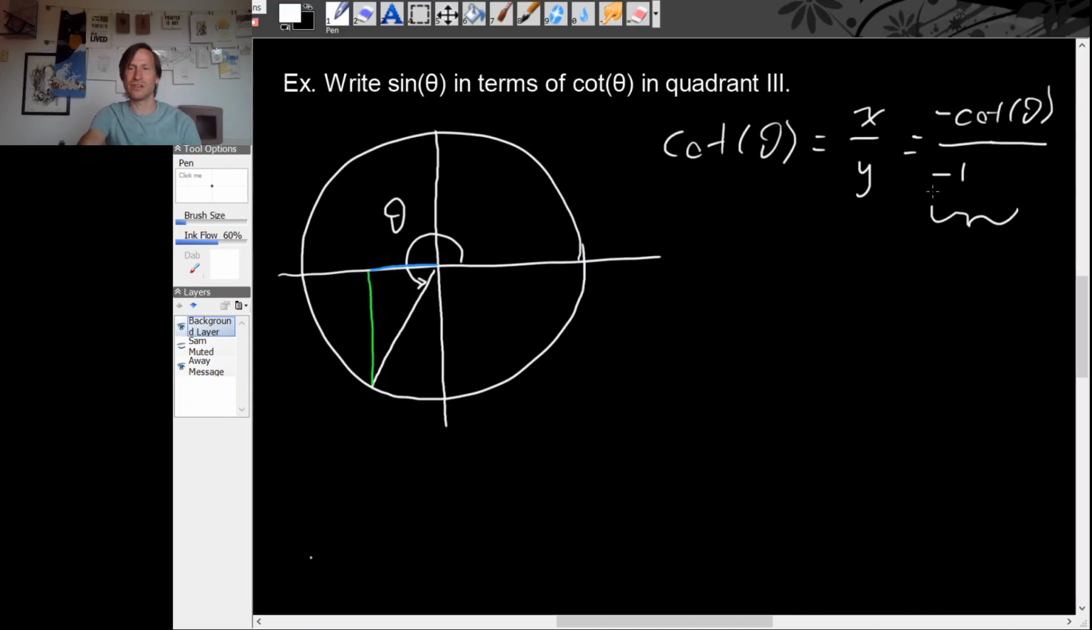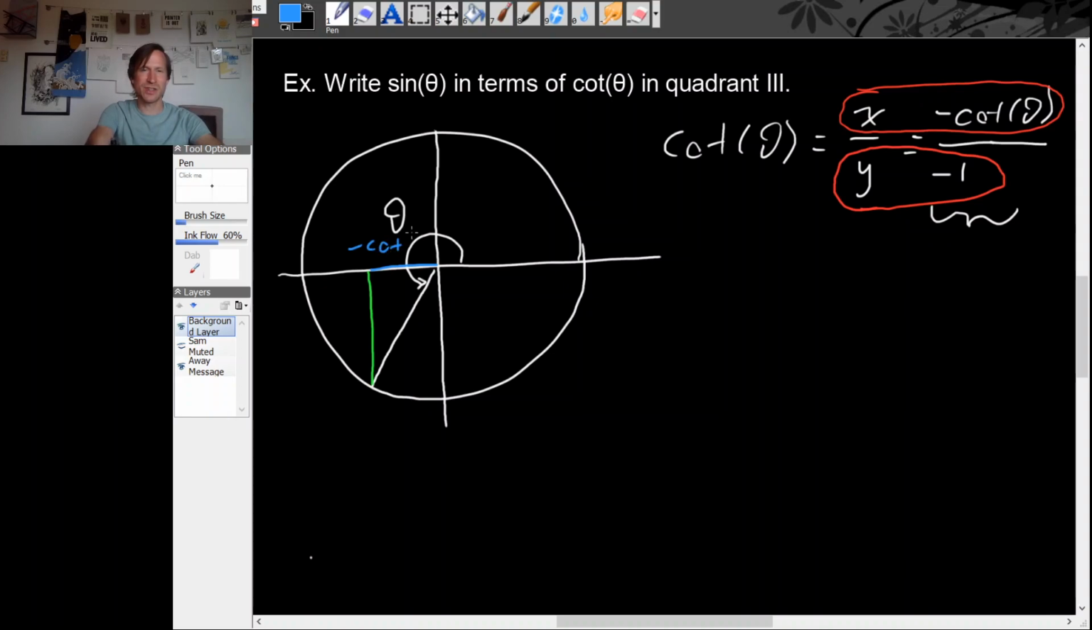Okay, so this expression that we've written down on the right, minus cotangent theta over minus 1, is equal to cotangent theta. But what that's telling us is on our diagram, we need to make x be minus cotangent theta, and we need to make y be minus 1. So over here, x is minus cotangent theta, and y is going to be minus 1. And notice that we've chosen two sides for this right triangle. Now we can use the Pythagorean theorem to find the third side.